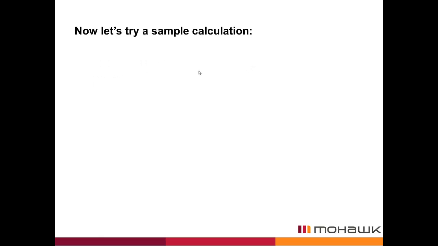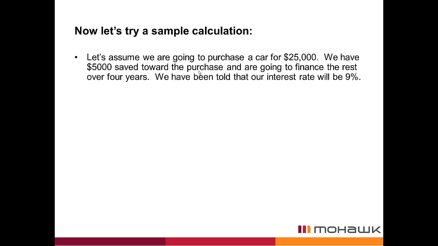So here's a sample calculation. Let's assume we're going to purchase a car for $25,000. We have $5,000 saved towards the purchase, and we're going to finance the rest over 4 years. We've been told that our interest rate is going to be 9%.